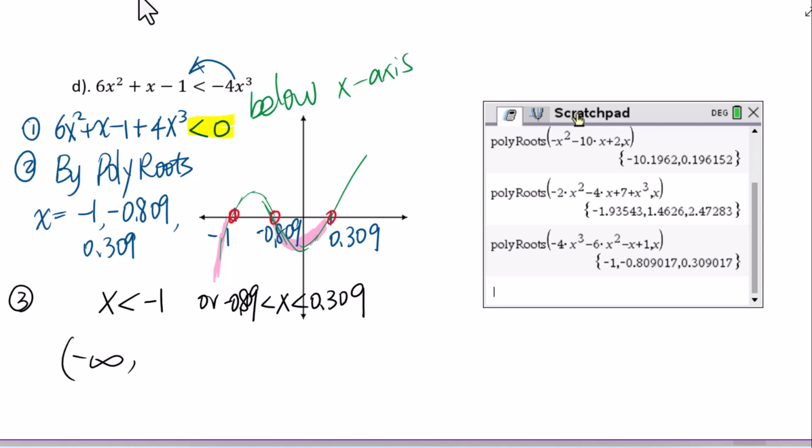You can write down interval form: -infinity to -1, open parentheses, union, open parentheses, -0.809 to 0.309.